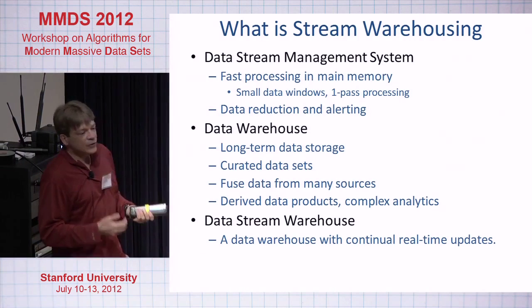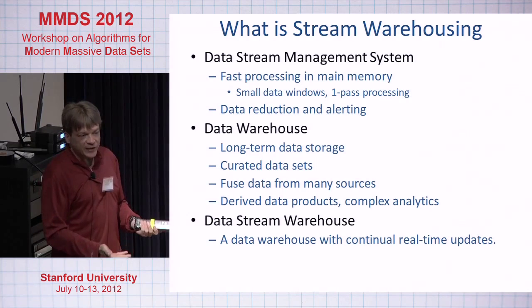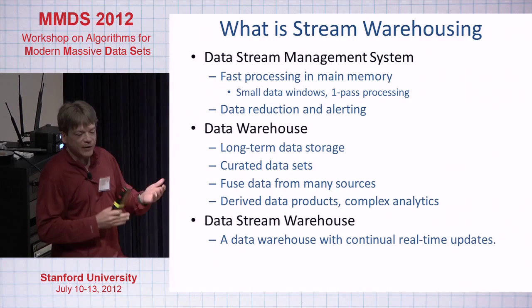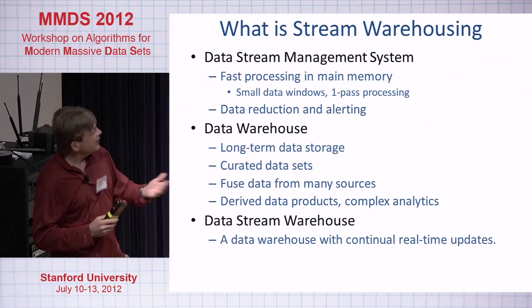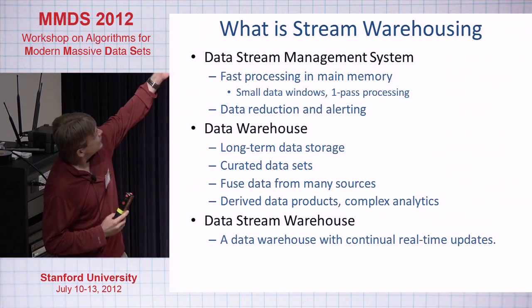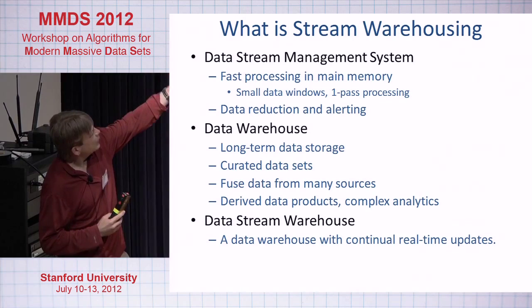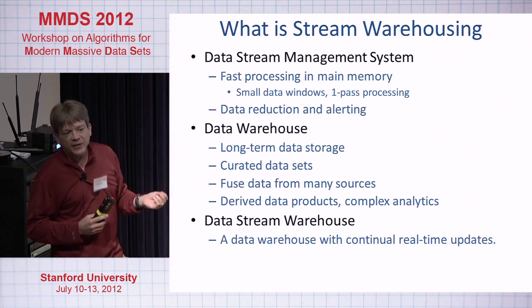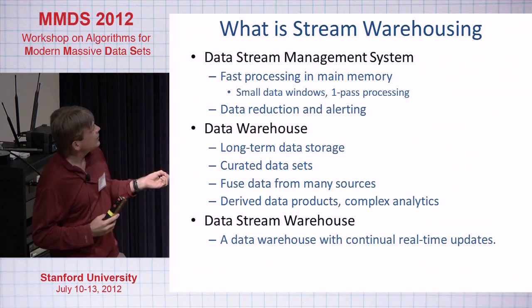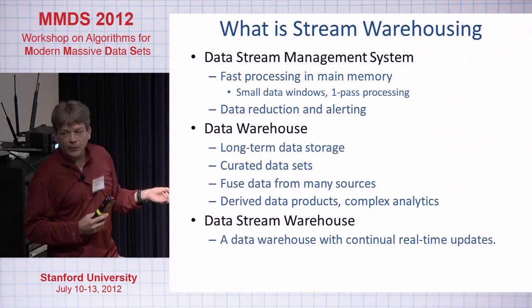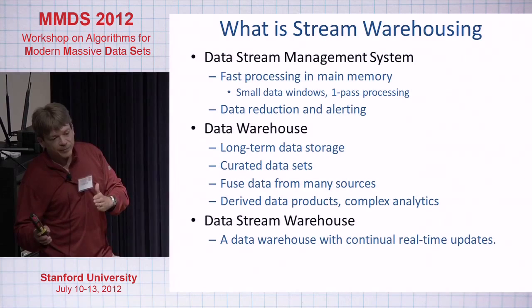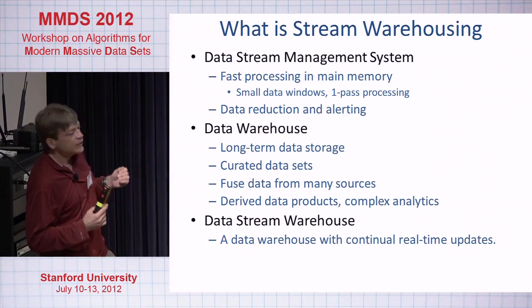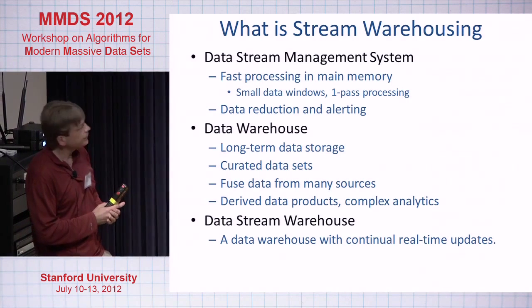And typically you use small data windows. You're aggregating things by, say, 5-minute buckets, doing very, very time-constrained joins, and maybe hitting some metadata tables. But basically, you're dealing with small data windows and main memory doing one-pass processing. The main thing that you want to do in a data stream management system is data reduction and alerting, roughly speaking.